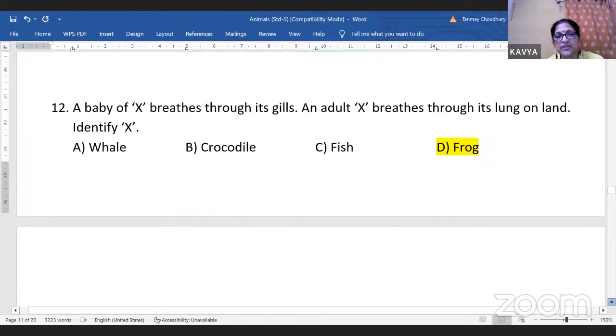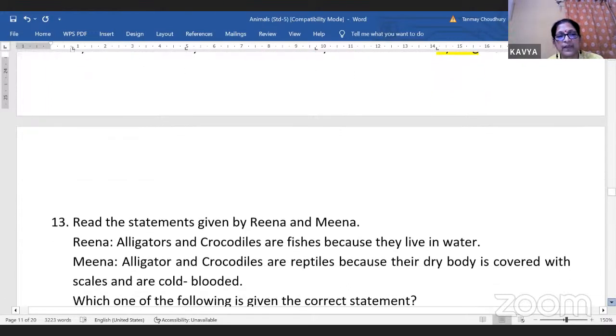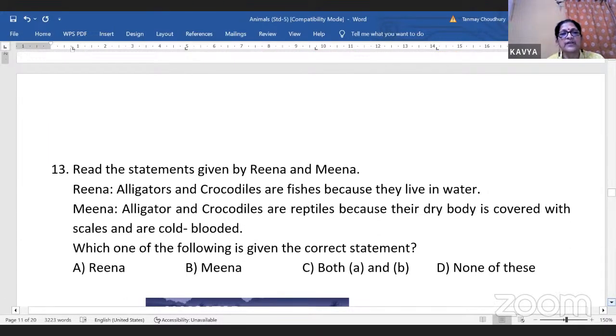We'll quickly do one more question. So read the statements given by Reena and Meena. Alligators and crocodiles are fish because they live in water. Now, alligators and crocodiles are reptiles. They've got dry scales on their body. Alligators and crocodiles are reptiles because their body is covered with scales and they are cold-blooded. I remember I told you about cold-blooded animals. Their body temperature changes with the temperature of the surroundings. The body temperature is not constant. So which one is correct?